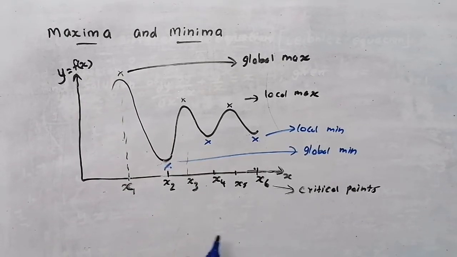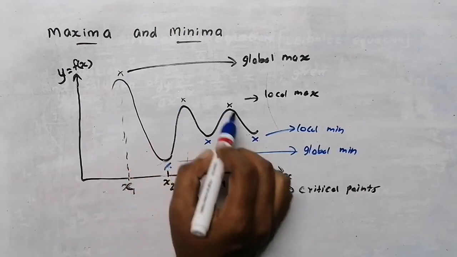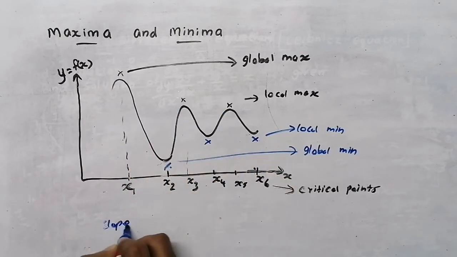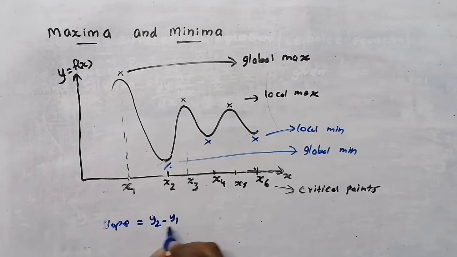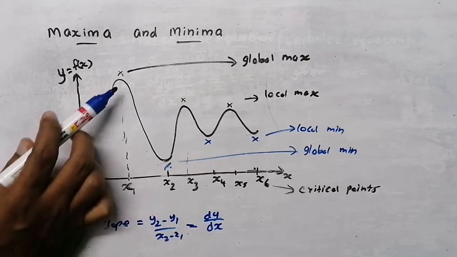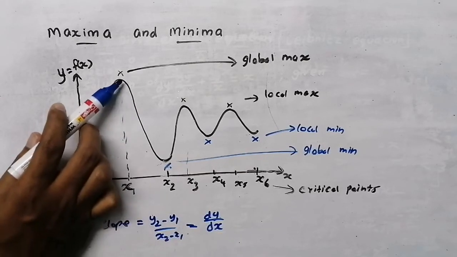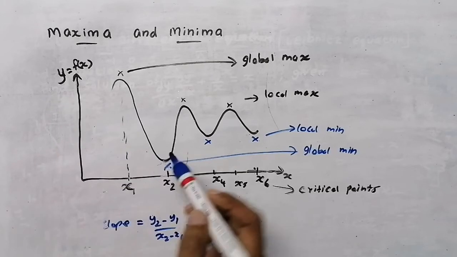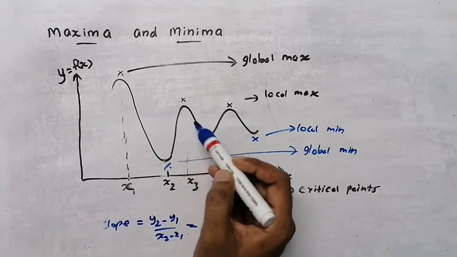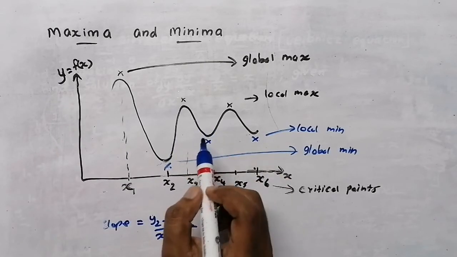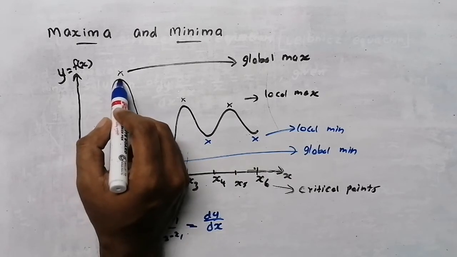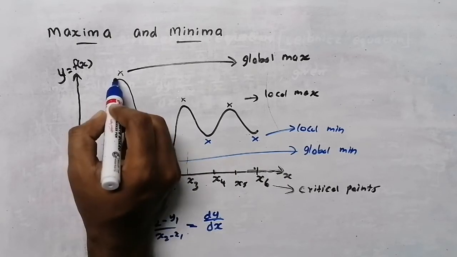Now, for a function at critical points, the slope will be 0. What do you mean by slope? Slope is the change in y, y2 minus y1, divided by x2 minus x1. That is dy by dx. See, at this point we have a slope. Here the function is having a slope. Here also the function is having a slope. But at a critical point, the function is not having any slope. It is parallel to the x-axis.